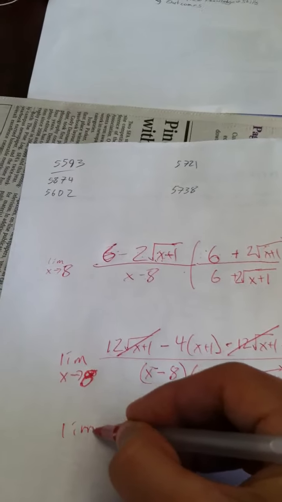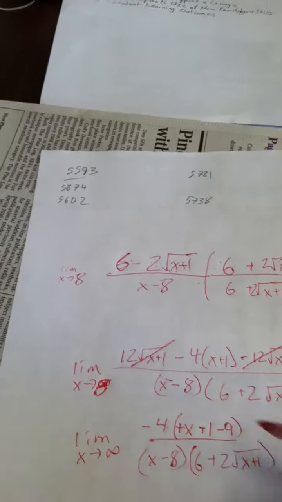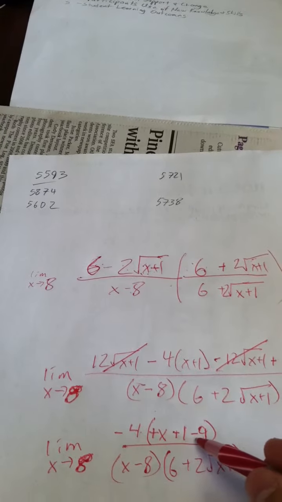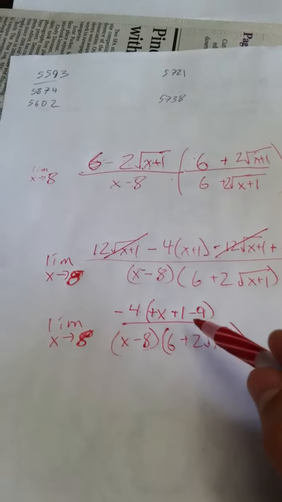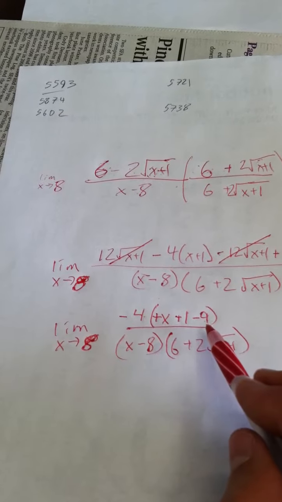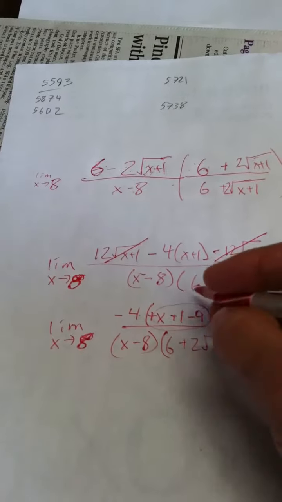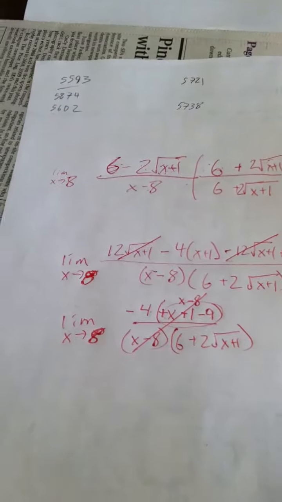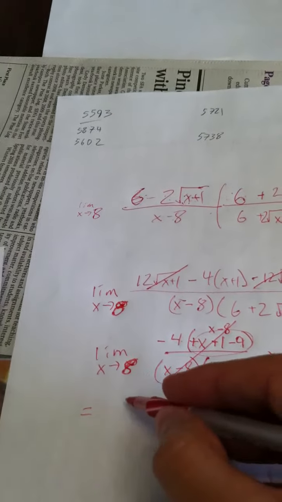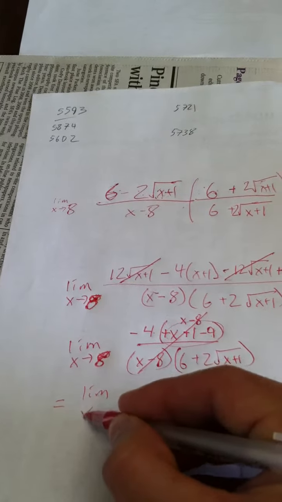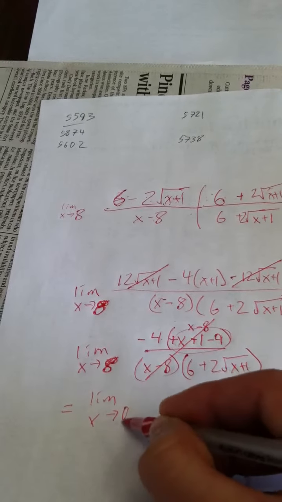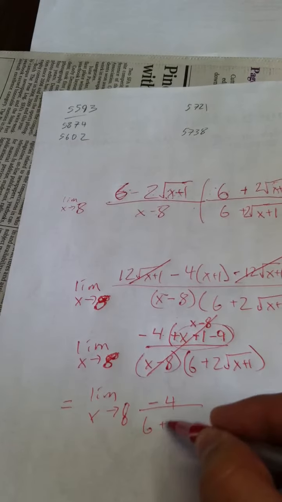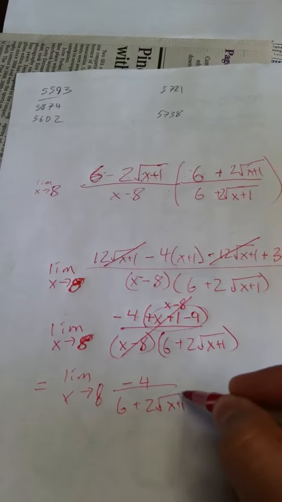Gotta write my limit in to be a good little boy. Oops, gotta write it as an 8. Well, notice what this is right here. Right there we have plus 1 minus 9, so this whole thing here is x minus 8. Those terms cancel by cancellation, so I get something that's equal to the limit as x goes to 8 of negative 4 over 6 plus 2 root x plus 1.